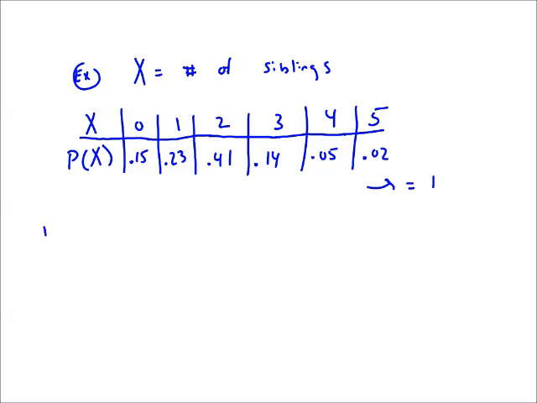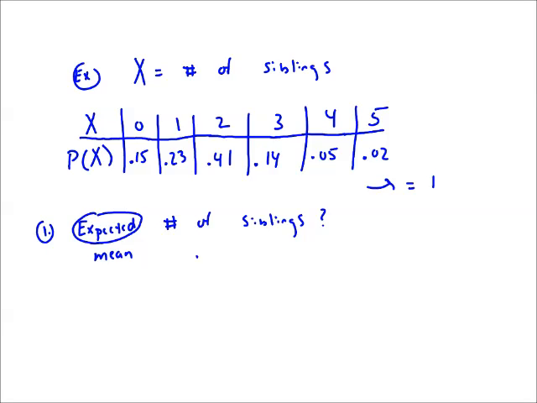Number 1. What is the expected number of siblings? Now, that word expected means mean. And so, what is the mean number of siblings? It is on your formula sheet. It is the third formula on the probability side.